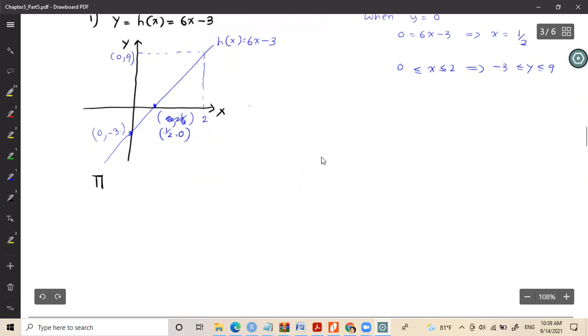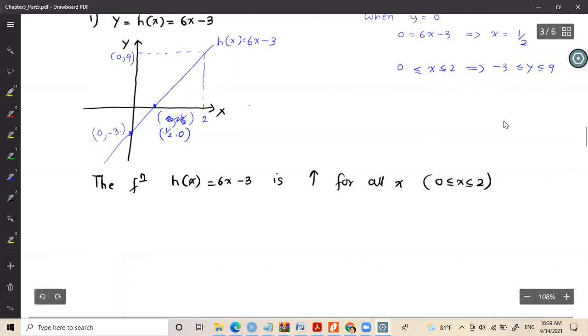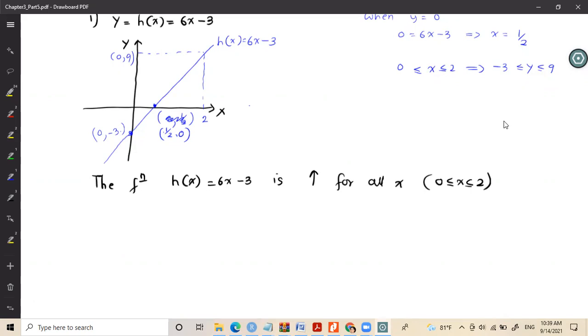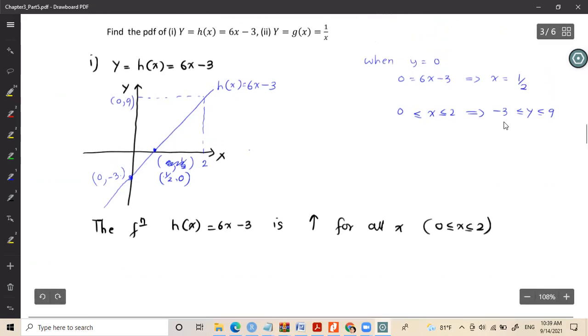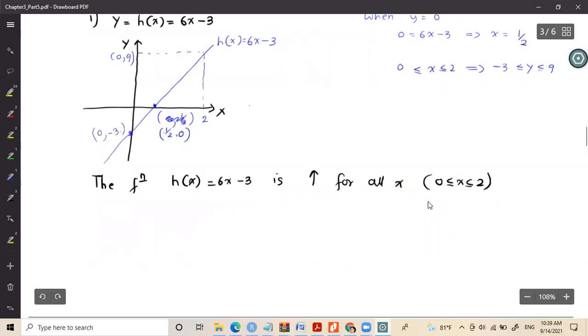So what is our function? h(x) equals 6x minus 3 is always an increasing function for all x. What is our x? When you say all x, it is the support of x. Now, if you want to find the support of y, even without drawing the graph, you can find it. Why? Because if x is in between 0 and 2, what is it in terms of y? I'll come to that when you find the inverse function.